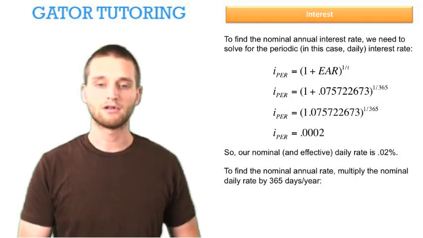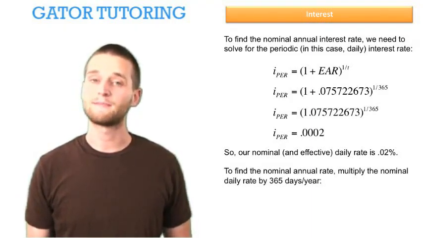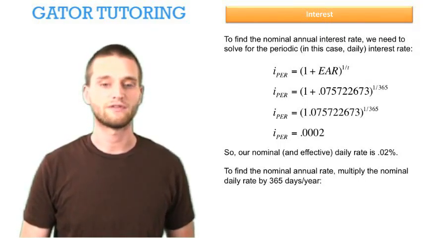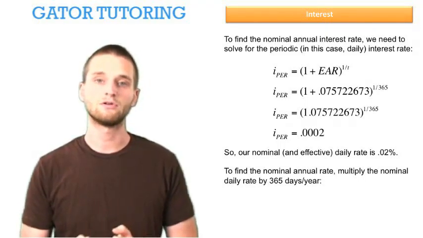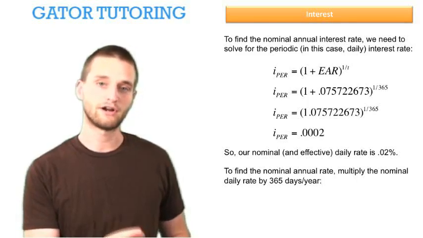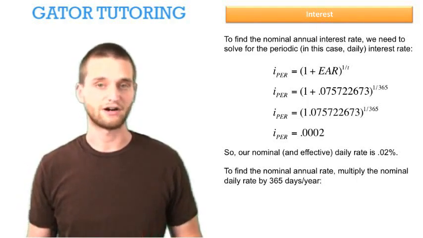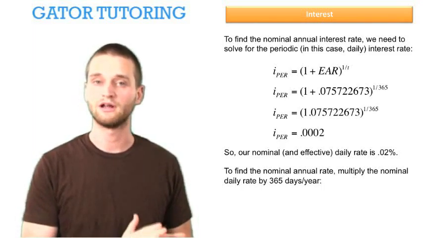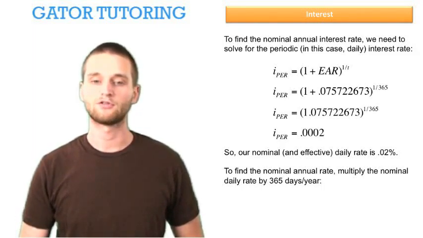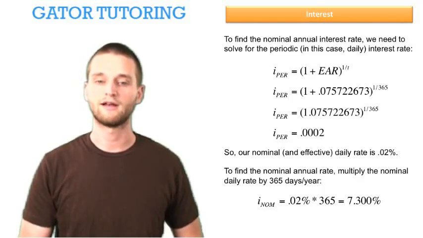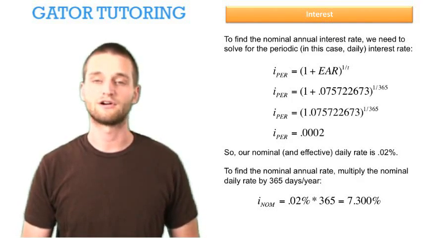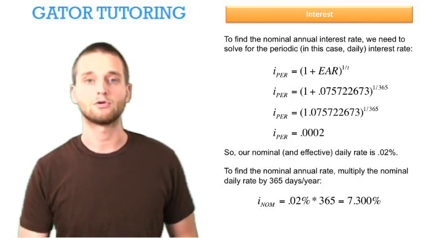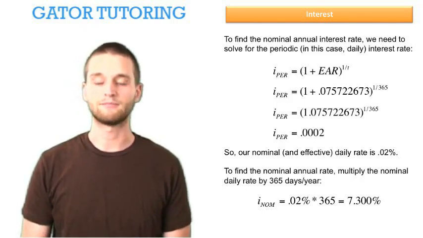To find the nominal annual rate, multiply the nominal daily rate by 365 days a year. So again, for the nominal, we just add up the periodic rate over the course of the entire year. We're not talking about compound interest here. That's the difference between the nominal and the effective rate. So we can just multiply this 0.02% by the 365 days there are in a year, and we see that the nominal or stated annual rate is 7.3%.